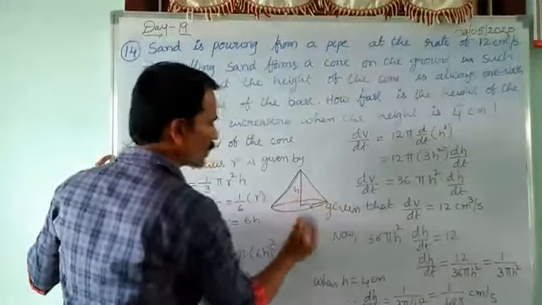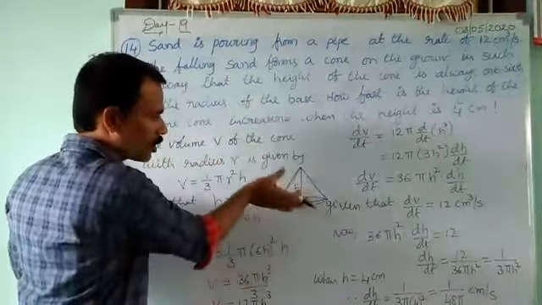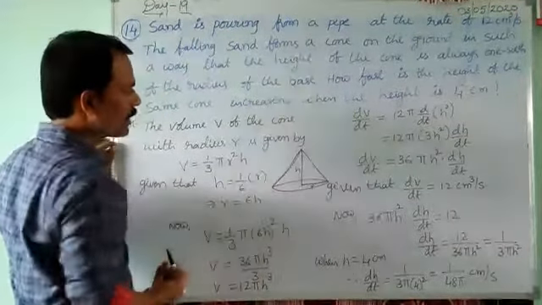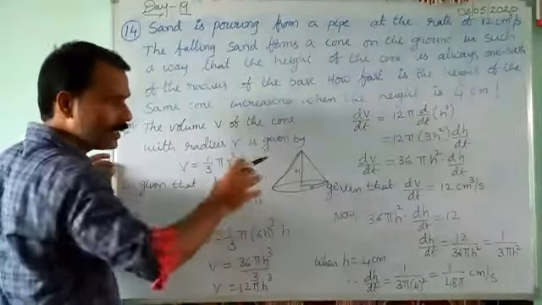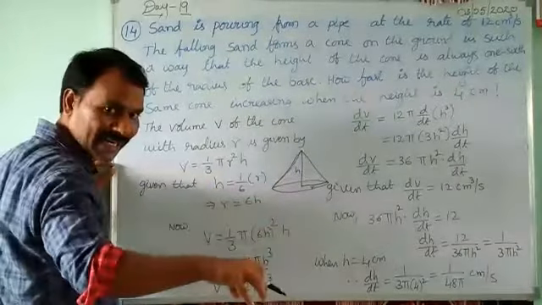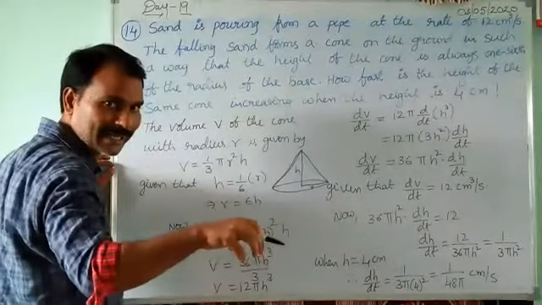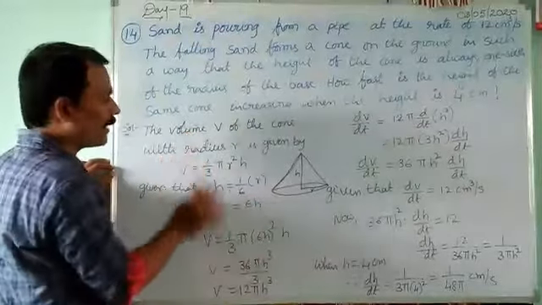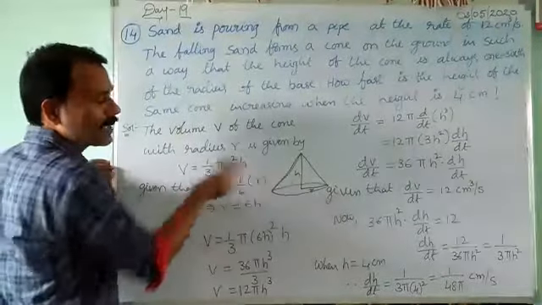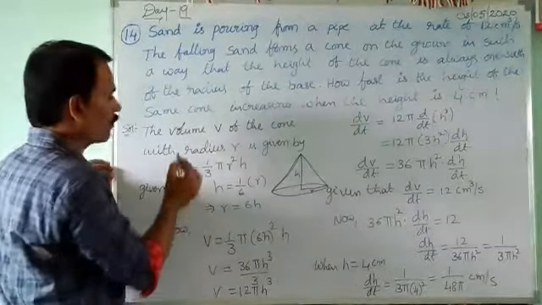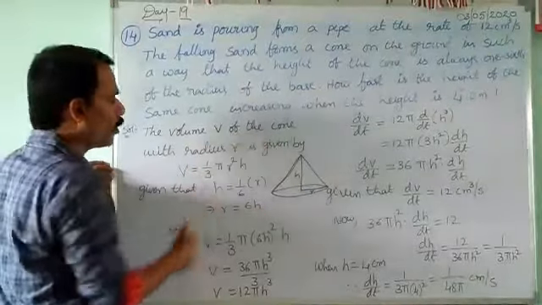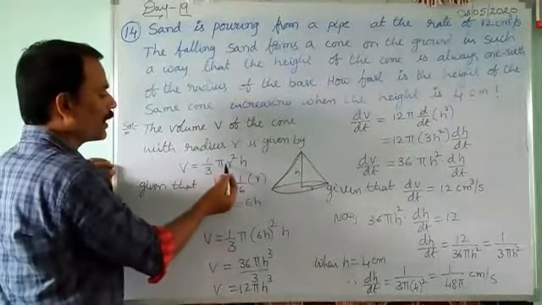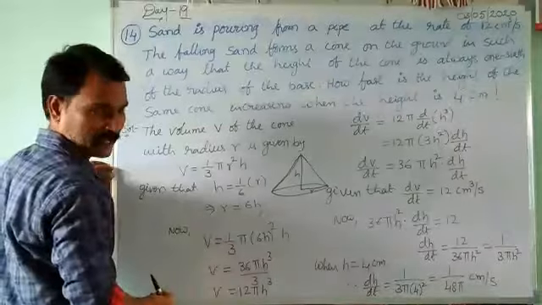This is R and this is H. In short, the radius is more and the height is less. So what he is saying is that the sand falls on the land and looks like a cone. So the object here is a cone. The volume V of the cone with radius R is given by V is equal to 1 by 3 pi into R square into H.